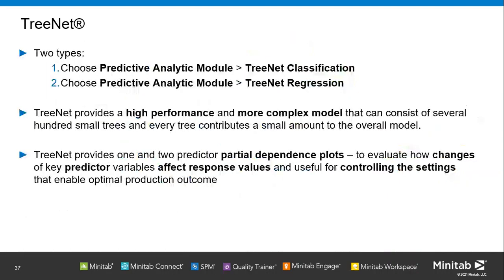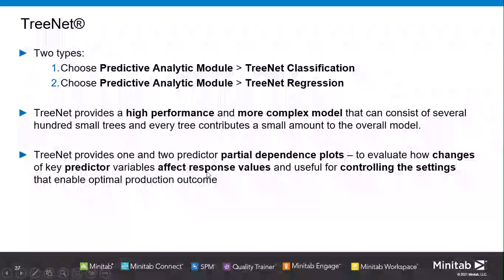Of course, for the TreeNet, we believe that it provides the highest performance, and it is more complex, with models that consist of several hundred small trees. Every tree contributes a small amount to the overall model. Basically, for the TreeNet, the best thing is that it will give you what we call the partial dependency plot, PDP. With this you can see the effect of a key predictor on your response value.